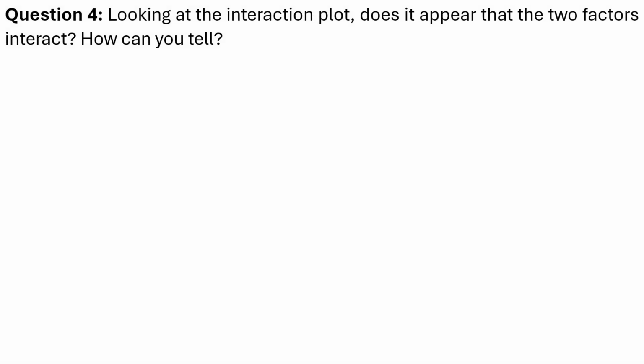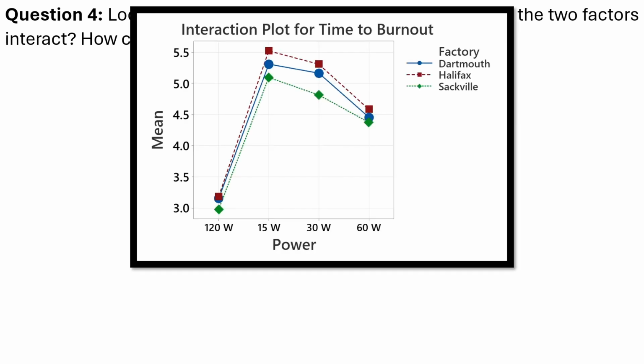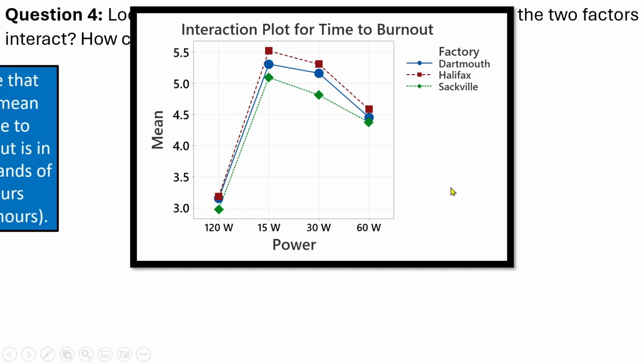Okay, the other part of the visual analysis is to look at the interaction plot. Here we have our interaction plots. Vertical axis again is the mean, in kilo hours. Again, 5.0 represents 5,000 hours. We have power along the bottom, and the color coding is for the different factories. There are several things you can notice from this plot, but the most important thing is to check for interactions.